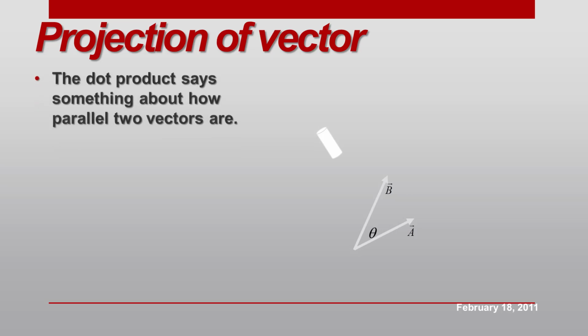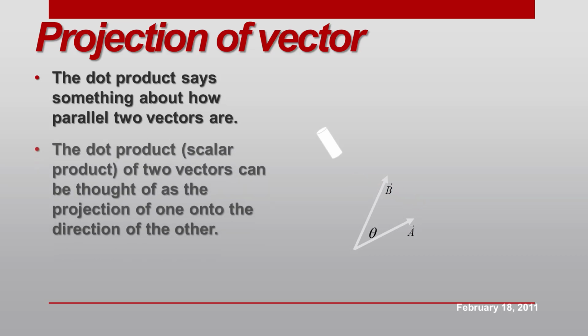So we can say that the dot product says something about how parallel two vectors are. You can see here that if these vectors are parallel to each other, and this vector moves in this direction, its shadow will keep on increasing. So it is telling us how parallel two vectors are. If two vectors are more parallel, then we will have a bigger result.